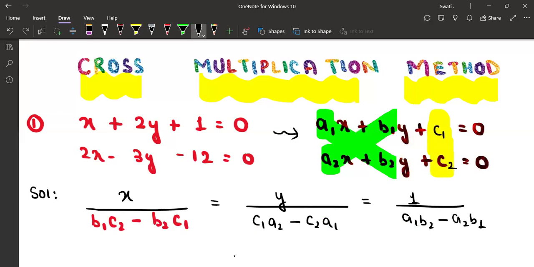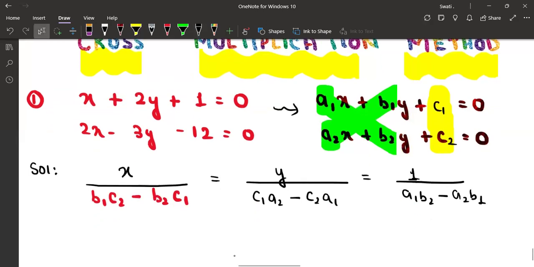I'll tell you, many of the students just learn this: x by b1 into c2 minus b2 into c1 is equal to y upon c1 into a2 minus c2 into a1 is equal to 1 upon a1 into b2 minus a2 into b1. But many students get confused remembering this. But if you write the terms yourself and form the formula like this every time, that will be easier. Are you understanding, Manya?